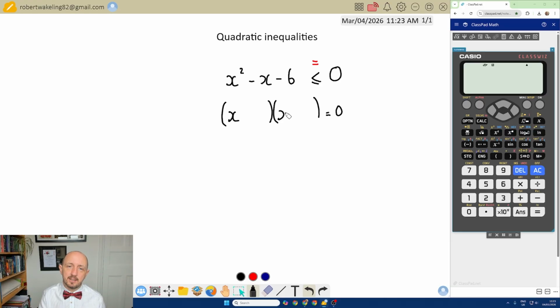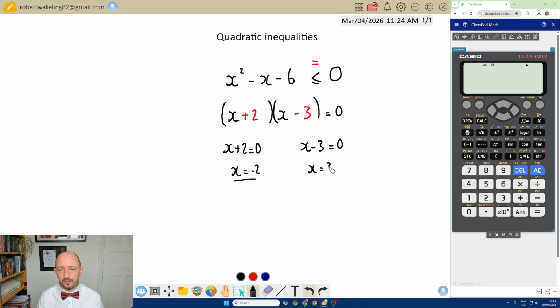x and x. We'd look at the multiples, the factors of 6, so 1 and 6, 2 and 3, and we need to pick a pair that gives -1, so we would need +2 and -3, like that. Finally, we take each bracket, put it equal to 0, and then we solve for x. X equals -2 and x equals 3. So we haven't done anything new at this stage, okay?